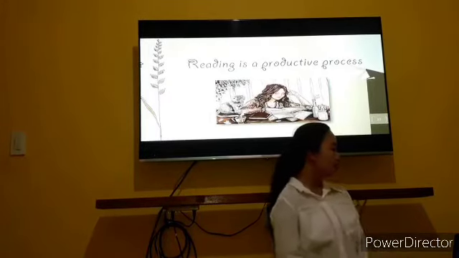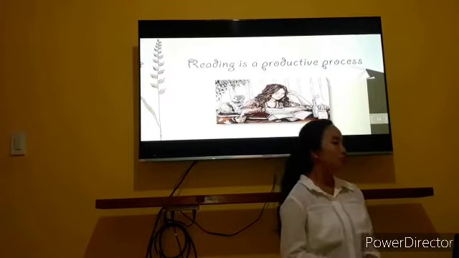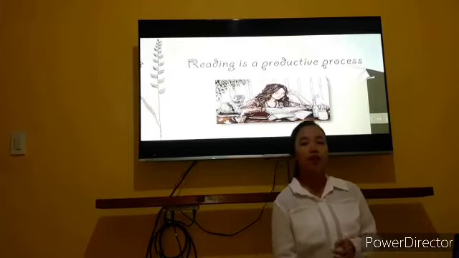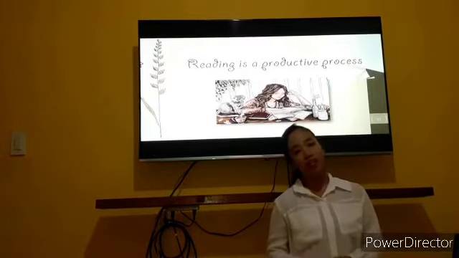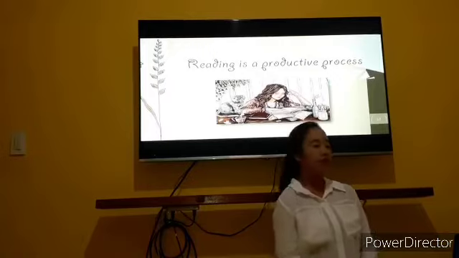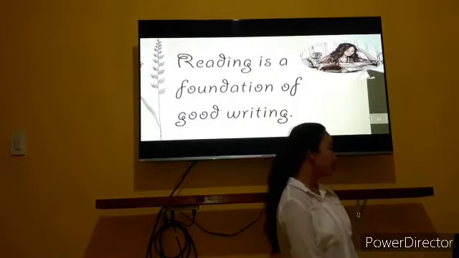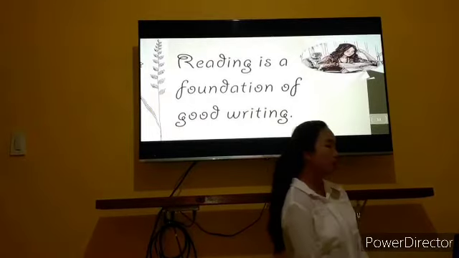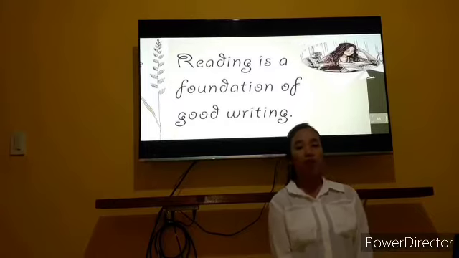Next, reading is a productive process, which helps us academically, personally, and professionally. Reading is a part of our everyday life, isn't it? Next, reading is a foundation of good writing. According to linguists, in order to be a good writer, you should be a good reader.